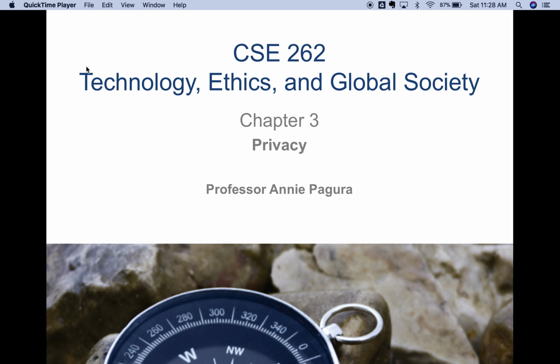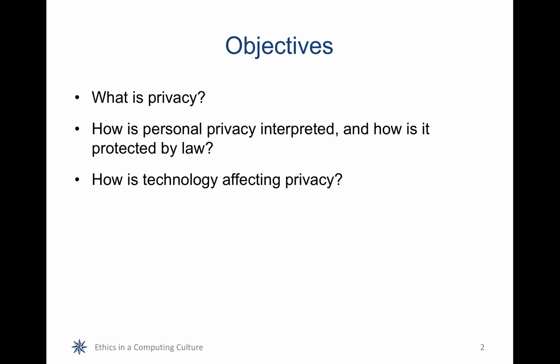Okay, so this is Chapter 3, NCSE 262, Technology, Ethics in a Global Society. Chapter 3 focuses on the idea of privacy. So, there are three main questions or objectives we're going to go over in this chapter.